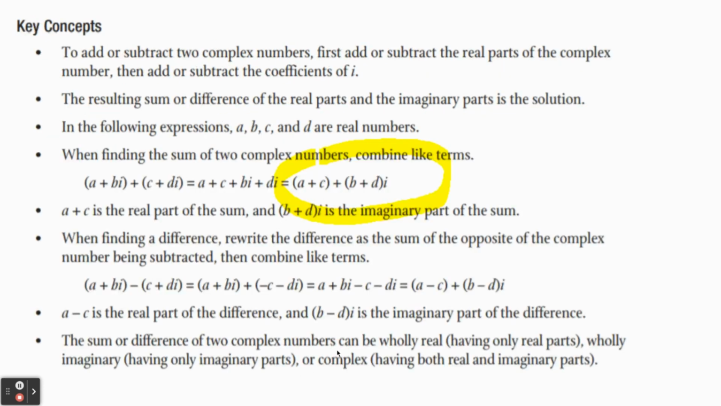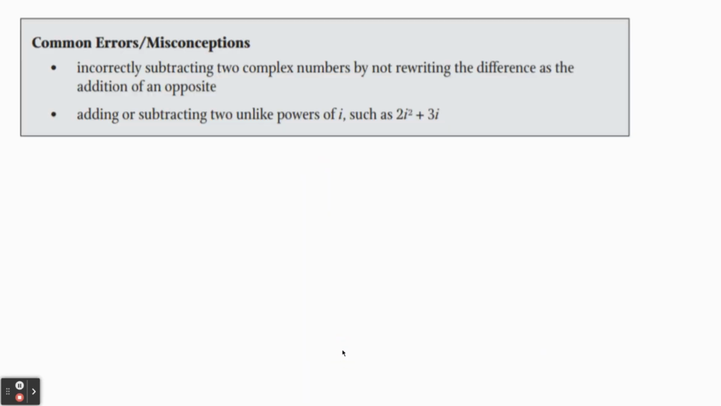So if you want to add or subtract two complex numbers, remember there's a real and an imaginary component. And just like the polynomials, you can add and subtract as long as they have the same variable, which in this case is going to be the i or without the i. And then, of course, raised to the same power. Here are some common misconceptions.